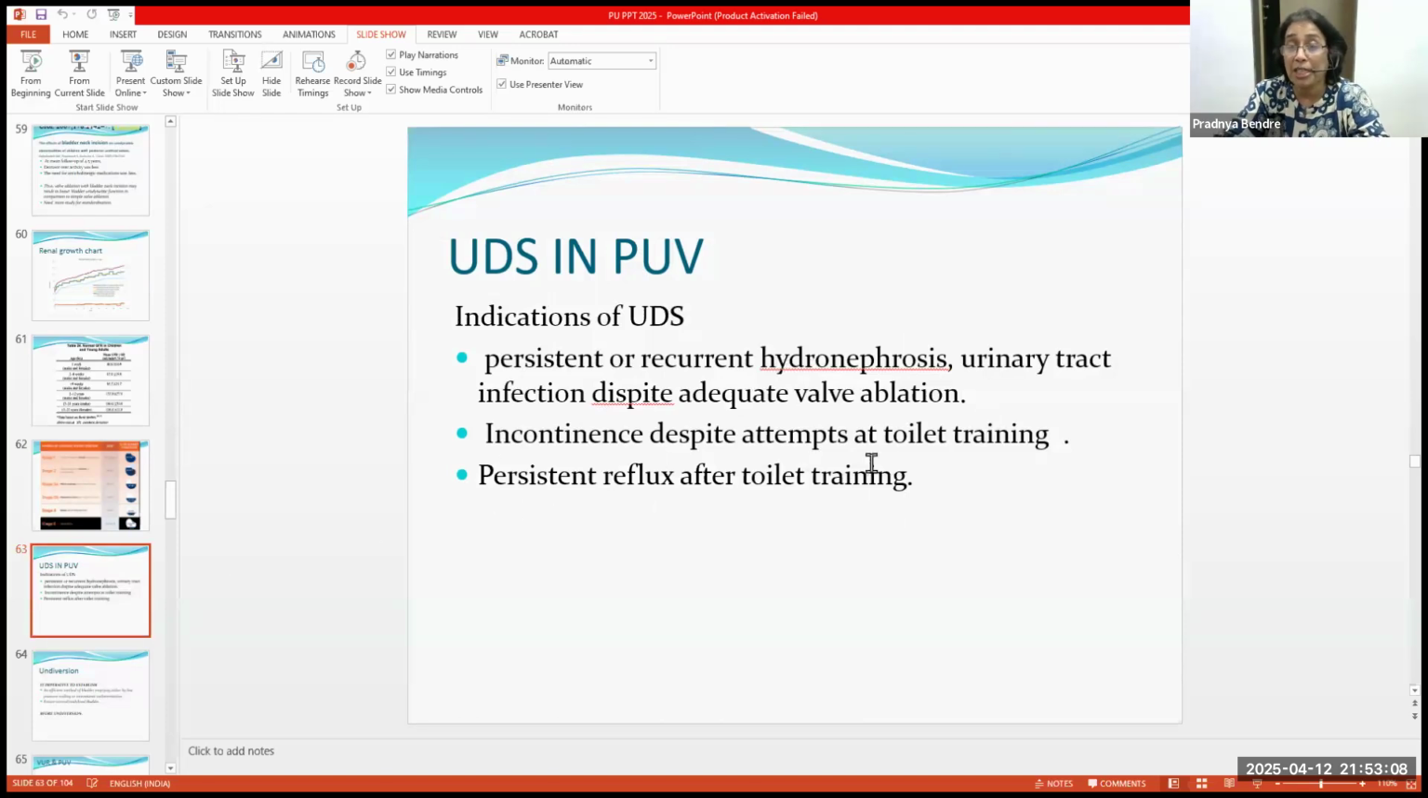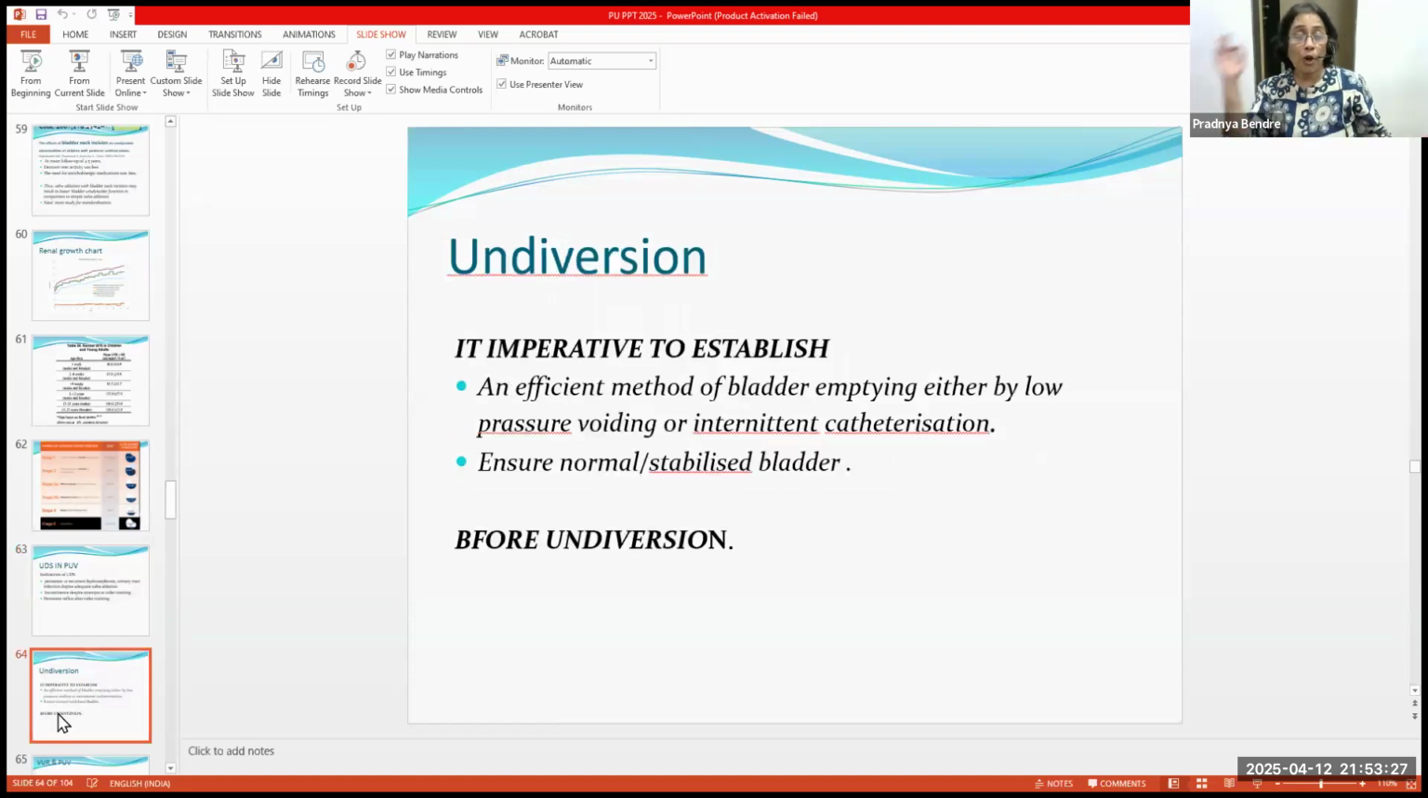If there is incontinence in spite of attempts at toilet training, and there is persistent reflux, then that may be an indication for urodynamics. Again, if there is VUR and a sensitive urethra, it is very tricky to do urodynamics and very difficult to interpret urodynamics. So for the children where we have diverted, the next question on follow-up is, when do we do undiversion?